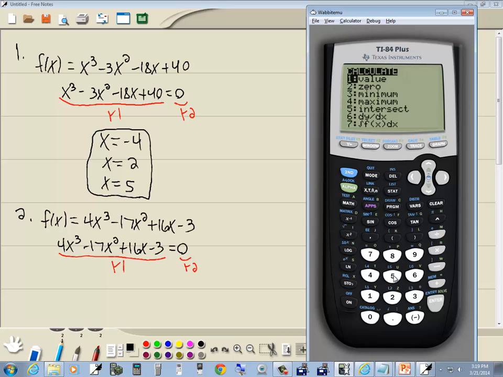I'm going to choose intersect, so I'll press 5. You want to make sure you wait till it comes back before you start pressing enter. See how it's still thinking right now? Okay, it'll come up and ask for first curve, so we'll do enter on that. Ask for second curve, so I do enter on that. It looks like our first answer is maybe a quarter or a third or something like that. So for the guess, let me put 0 in and press enter. And we get x is equal to 0.25.